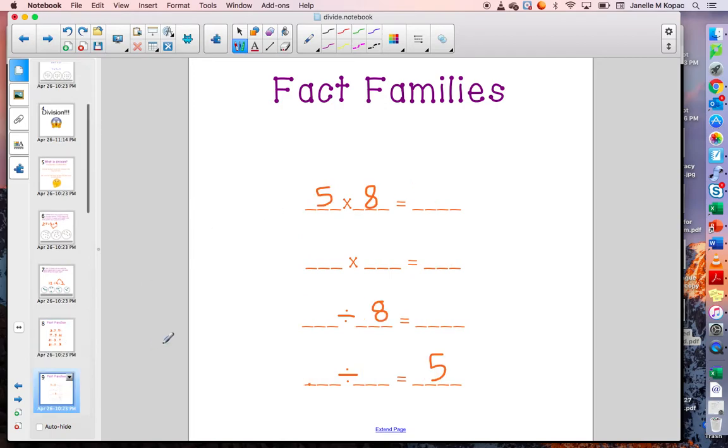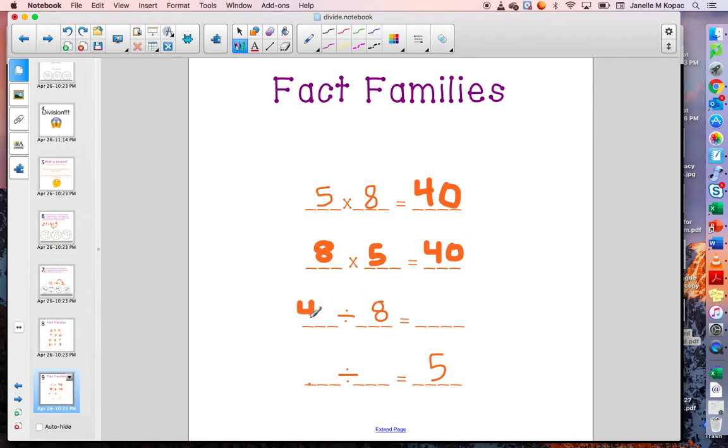Let's try another one. 5 times 8. Do you remember what 5 times 8 is? 5 times 8 is 40. The other multiplication problem that I can make is 8 times 5 equals 40. Now, if I write a division problem using these numbers, I would have to start with which number?